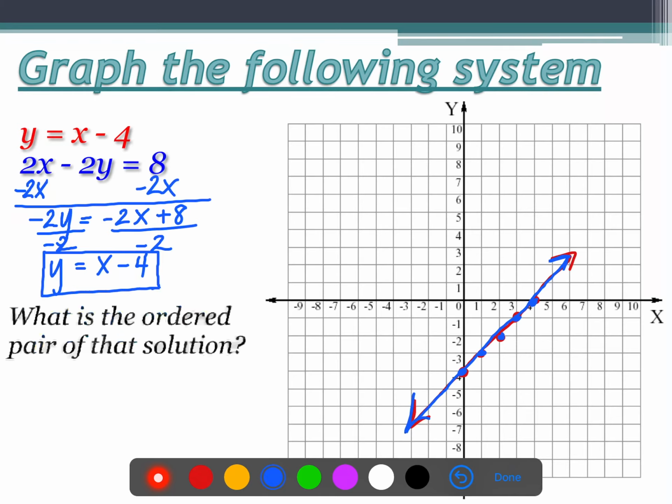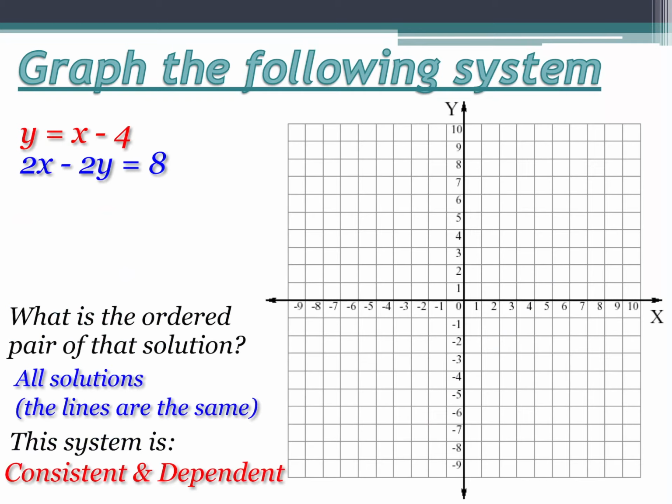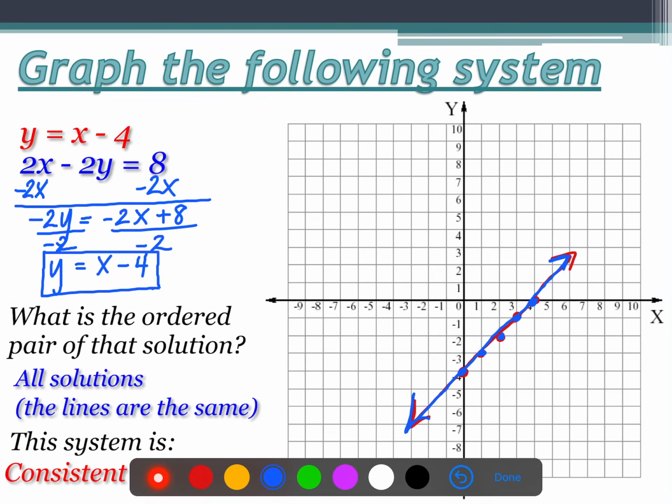Okay, so what is the solution? If they intersect at every single point on the line, what is my solution? All solutions. Okay, and we classify a system that is all solutions as consistent and dependent. Bring that graph back up. So it's consistent and dependent because they are all solutions. They're the equations of the same line.